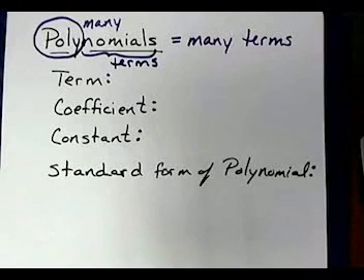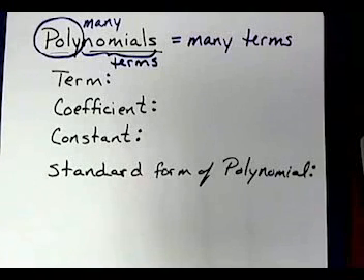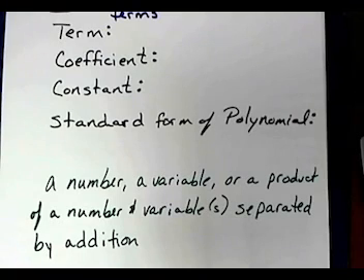Okay. Now, what's a term? We've got to remember what that is. Remember, I said that is one of the key concepts that we need to leave this class with, is knowing what is a term. Okay? Now, a term is a number, a variable, or a product of numbers and variables separated by addition. Do I need to write all that down? Maybe I'll take a moment to do that.